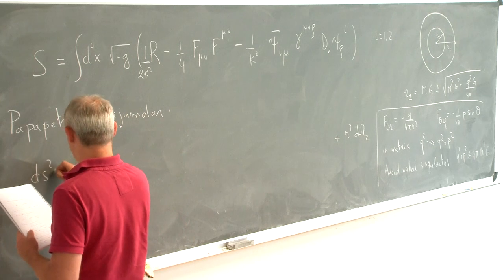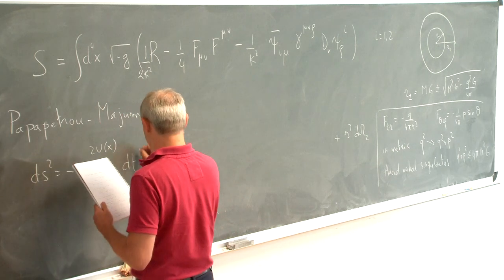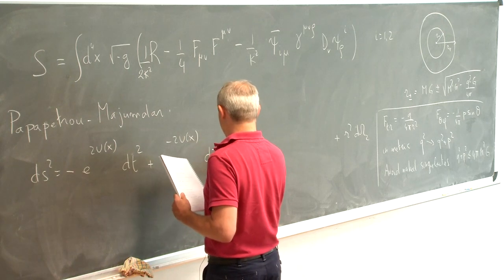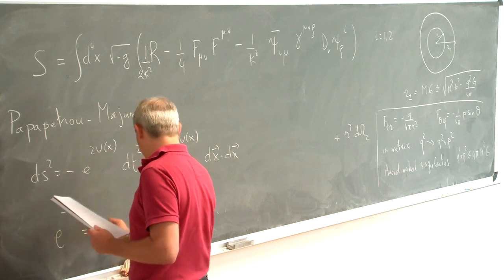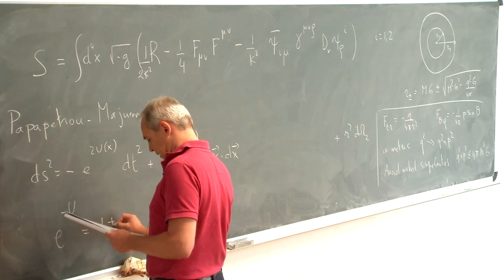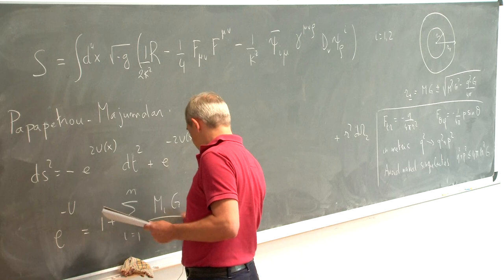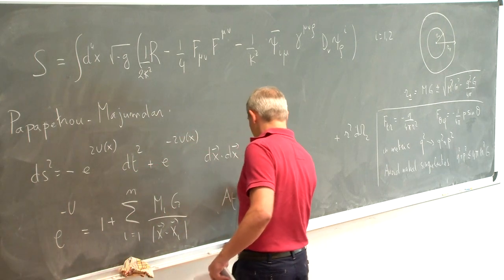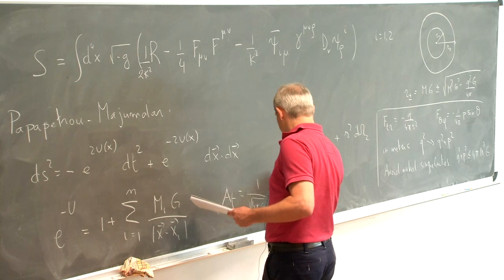So these are metrics of the following form, minus e to the 2u of x, I'll write down this form for u in a moment, plus e to the minus 2u of x, and then we have dx dot dx. And then e to the minus u has a particular form. It is a harmonic function on R3. These are the coordinates that involve the radial direction and the two angles. And A of t is equal to 1 over square root 4 pi G, e to the u.